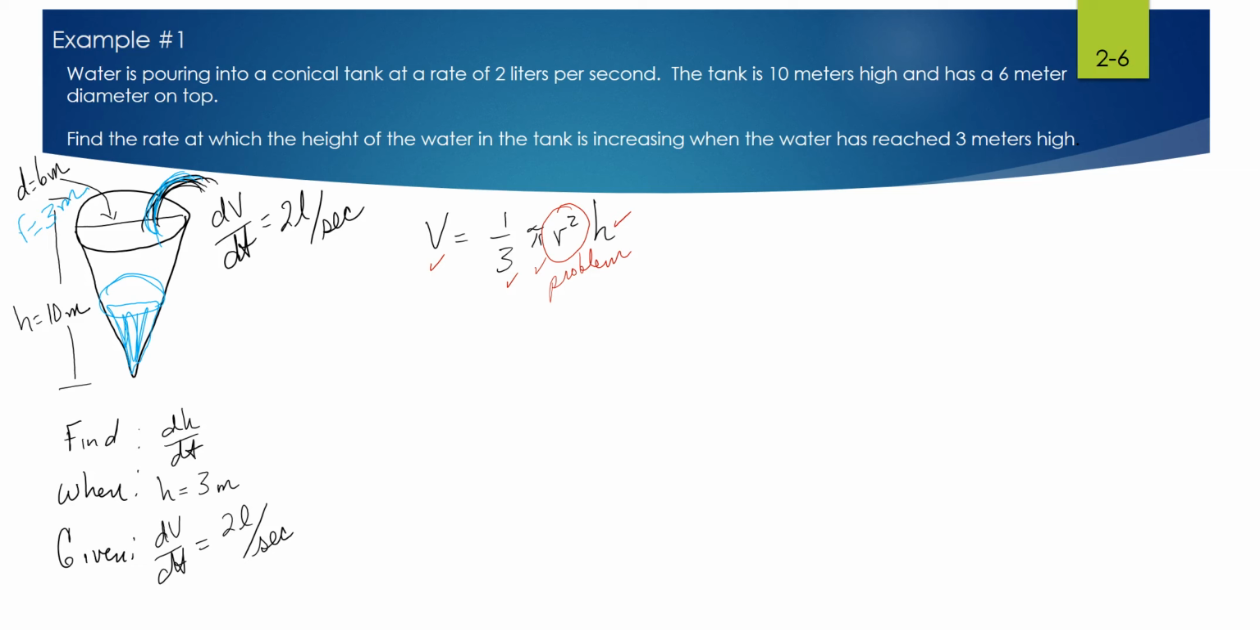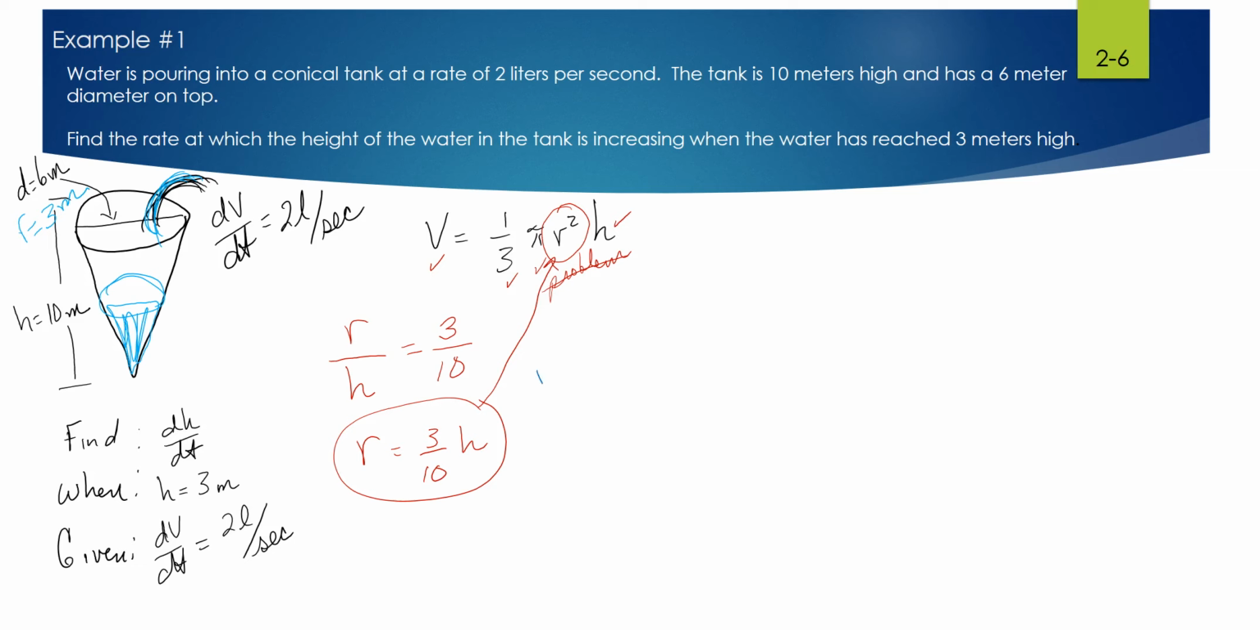then I know that using the ratio of my tank, my radius relates to my height in the proportion of the measurements of the tank. The radius was 3, the height was 10, and therefore r is equal to 3 tenths h, using my properties of similarity. I can take this value now, and I can plug it in, and I no longer have a problem.